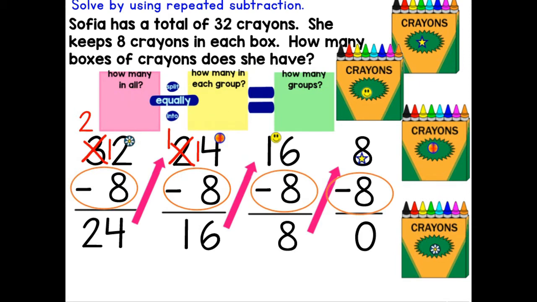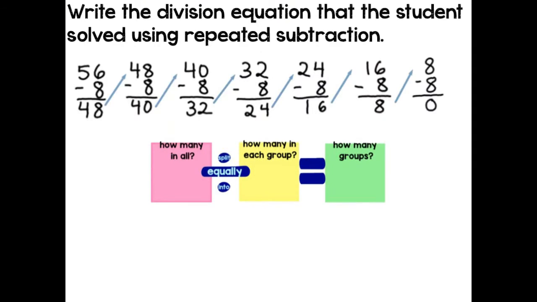You need to always make sure that you have 0 left over when you use repeated subtraction. If you solve a problem using repeated subtraction and you have like 1 or 2 left over, then you did it wrong. You have to find your mistake. See, this kid made sure that they got to 0 at the end.